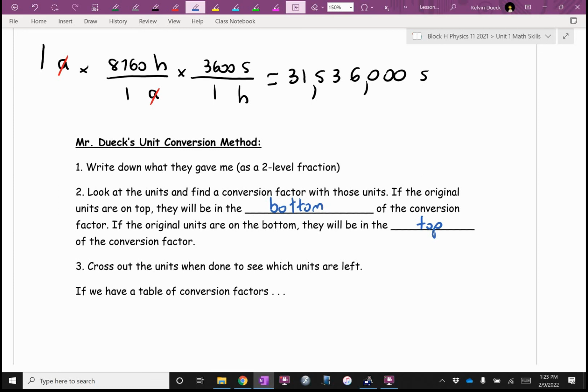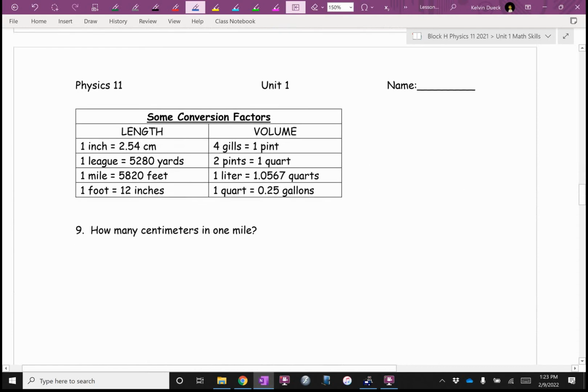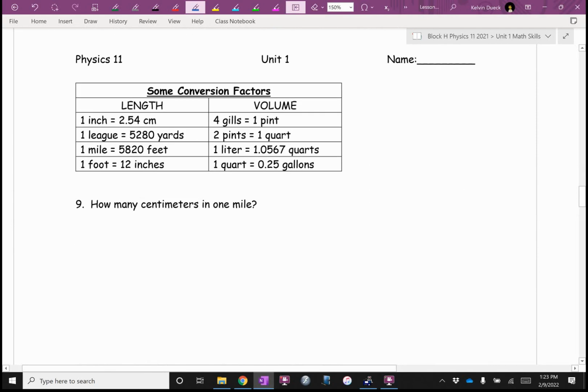If we have a table of conversion factors, we're going to finish with example 9. I'm going to press pause. I'm going to give you the homework if you want to get a head start on it. I haven't quite finished the lesson, but the first few questions you'll probably be able to do. But tomorrow I'll finish the lesson, and then it's going to be primarily a work period going into Flex, so you'll have a chance to get completely caught up.